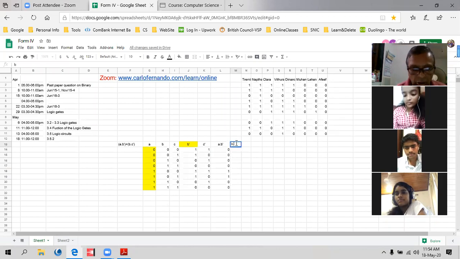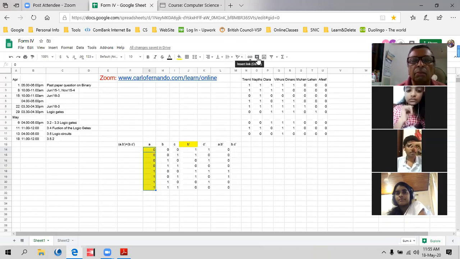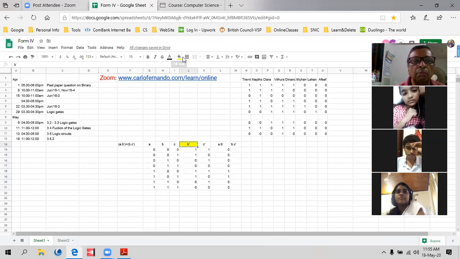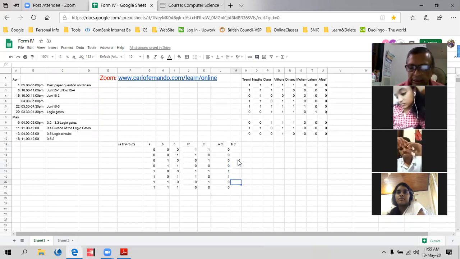Now the other one is B dot C dash. Without highlighting, just try to do it like this: 0 and 1, 0 and 0, 1 and 1. Here 1 and 1, so I put 1 there. 1 and 0, 0 and 1, 0 and 0, 1 and 1, here. All the others 0.